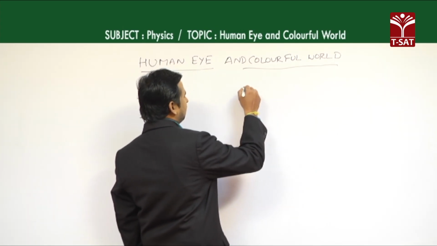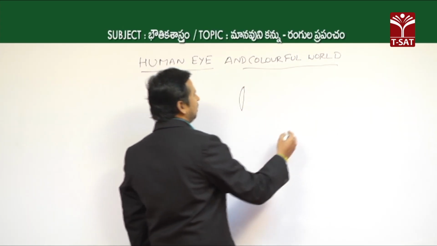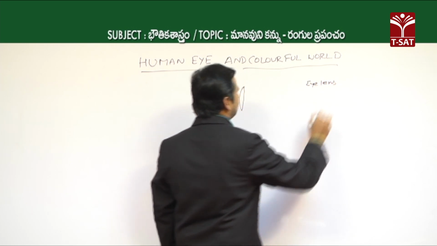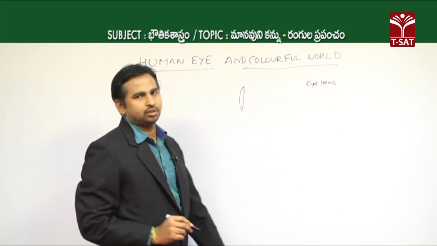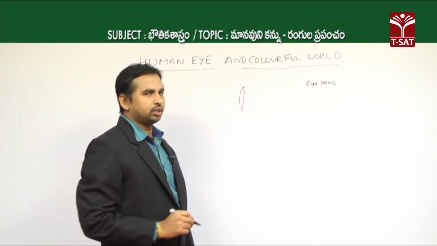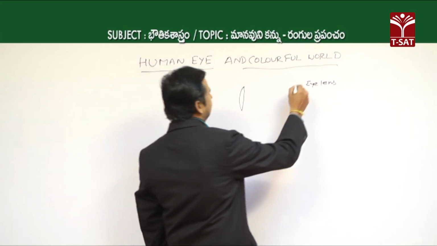At first we have a lens. Our eye lens is a convex lens, that is, it forms converging images which are real and inverted. That is the first important main part we have, the eye lens.